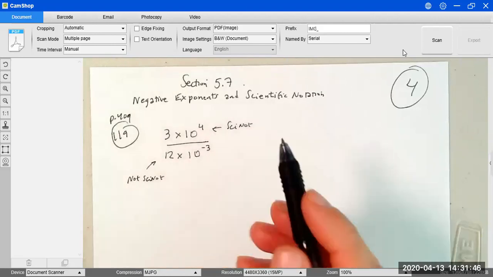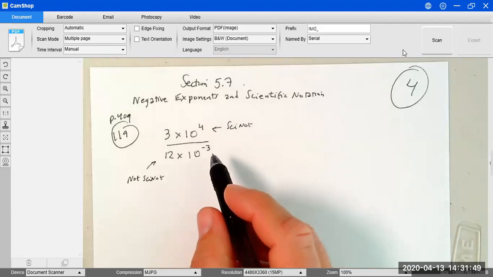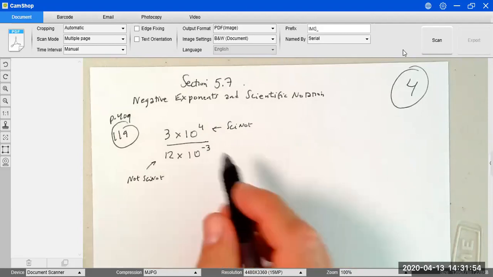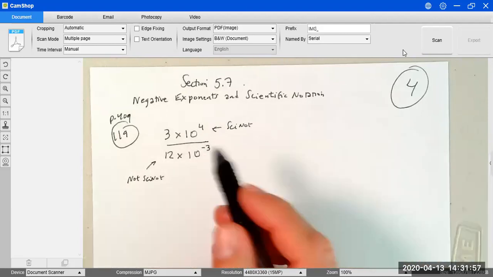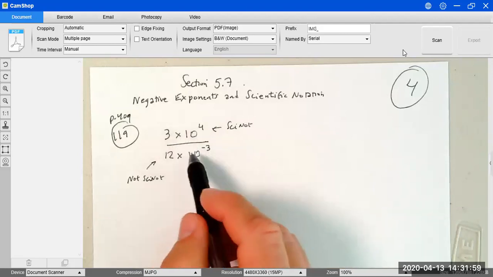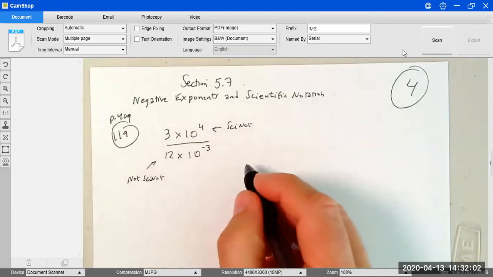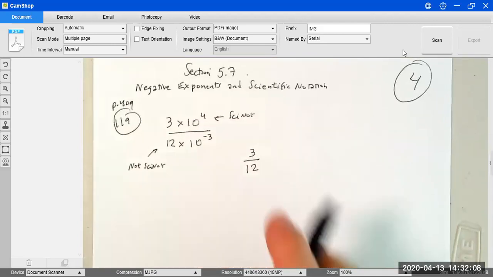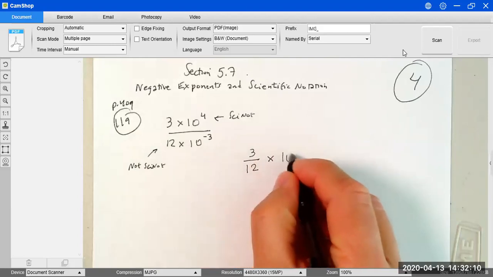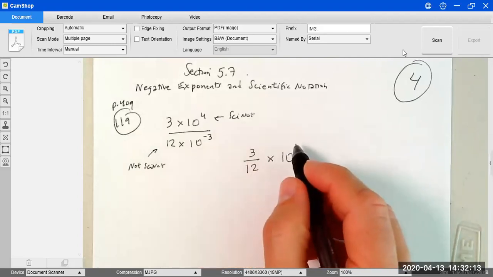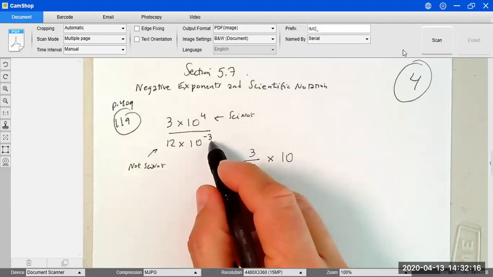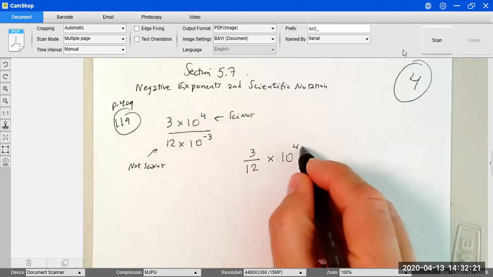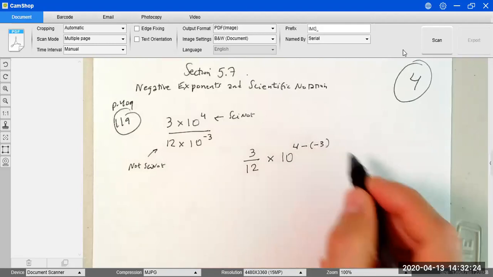So, but what we want is to have the final answer written in scientific notation. So let's proceed with this division of two numbers. These are 2 powers of 10. That's the only thing that we can say. This is 1 power of 10, and this is another power of 10. So we're going to write the division of the mantissas times 10 to the, and then we're going to subtract the exponent of the denominator from the exponent in the numerator. So we're going to have 4 minus, and then we have negative 3. That's the exponent in the denominator.